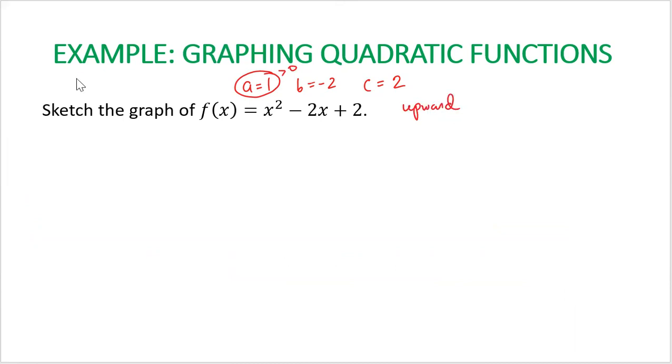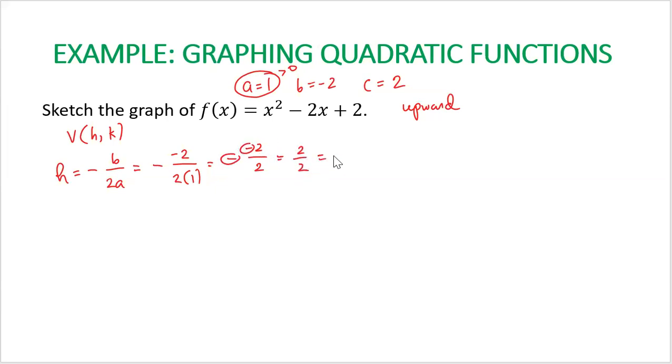So to sketch the graph, we shall solve for the vertex h comma k, where h is equal to the negative of b over 2 times a. And in this case, it's going to be negative of negative 2 over 2 times 1. So it's going to be negative of negative 2 over positive 2. But since we have a double negative here, this is going to be 2 over 2, which is positive 1.